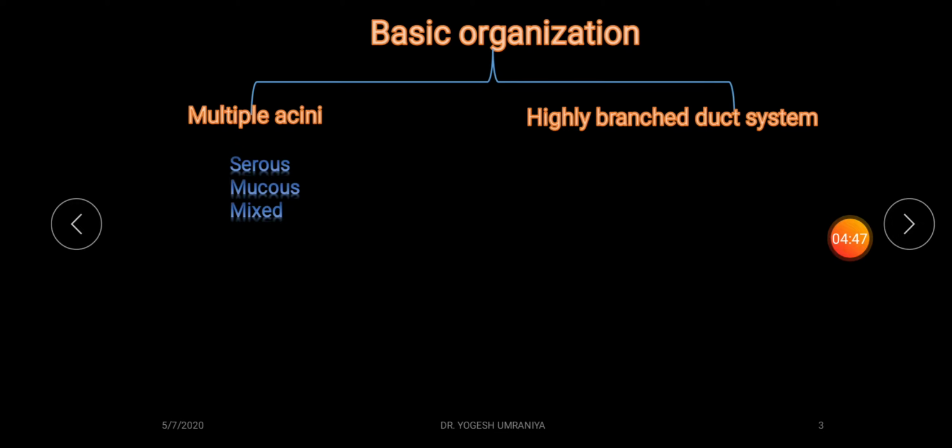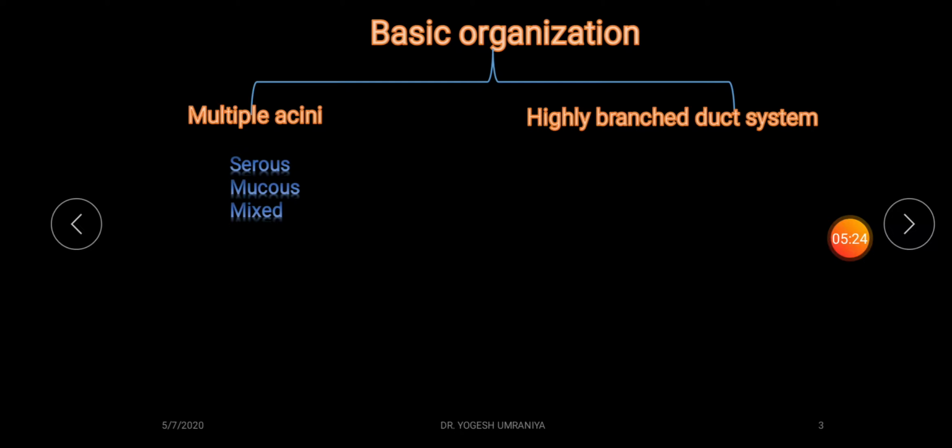The most peculiar feature of this mixed gland is the serous demilune, the half moon shaped cap over the mucus acini formed by the serous cells. We will see how the serous demilune is formed in a later slide. So, according to the secretion, there are serous, mucus and mixed types of acini.